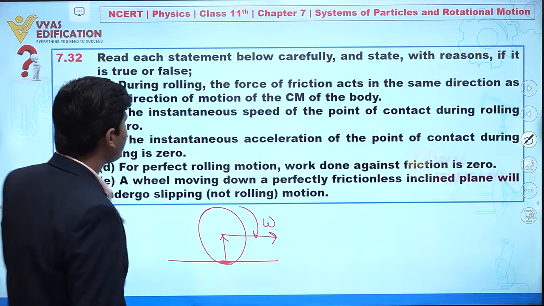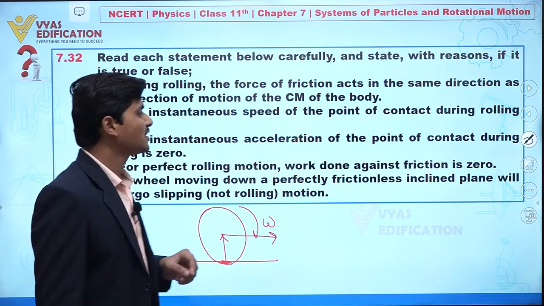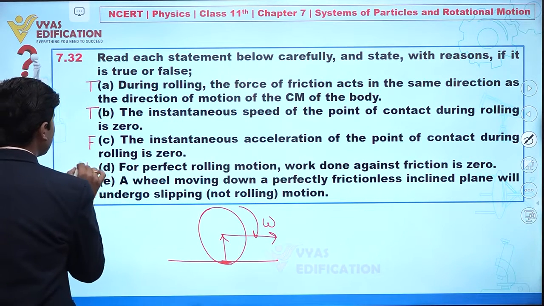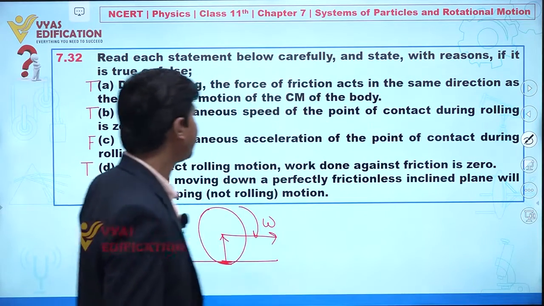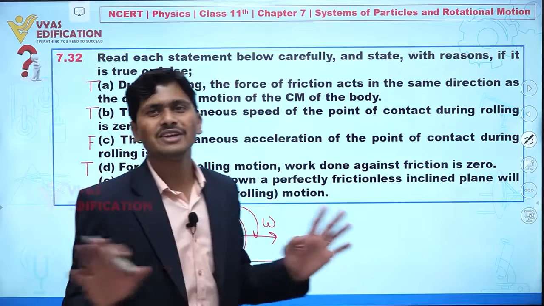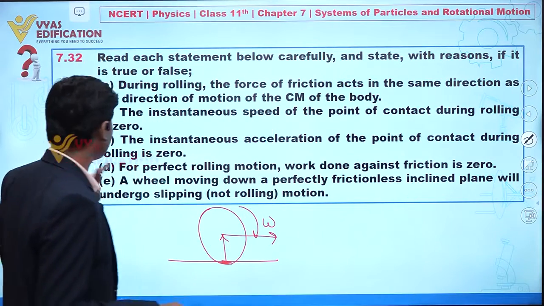Okay. For perfect rolling motion, work done against friction is zero. Definitely true. Why? Because in a pure rolling condition the value of friction is zero. Clear? So the value of friction is zero, it means this is true.